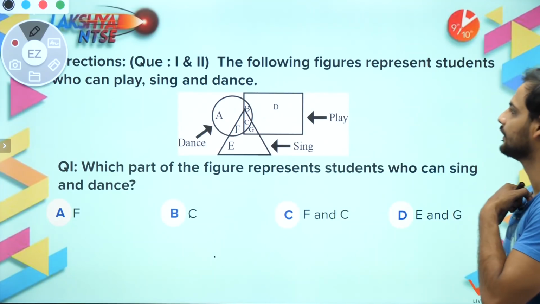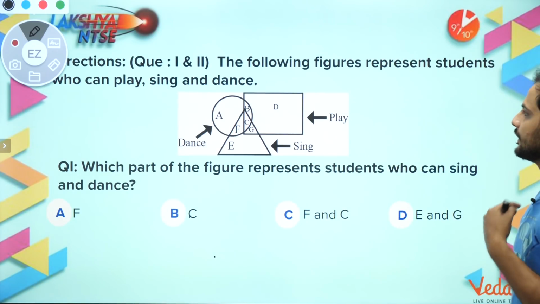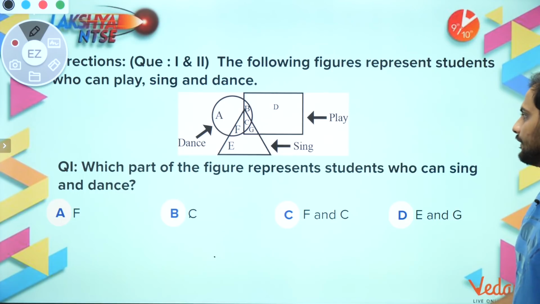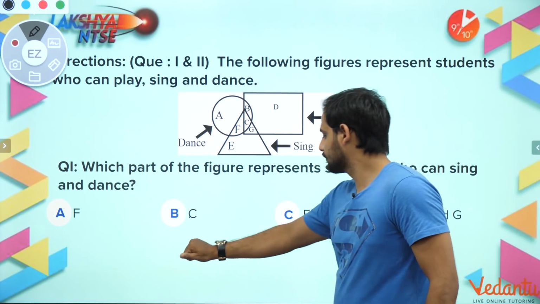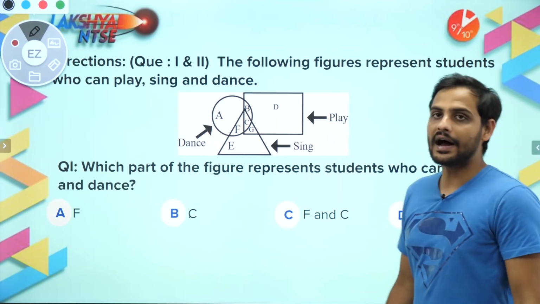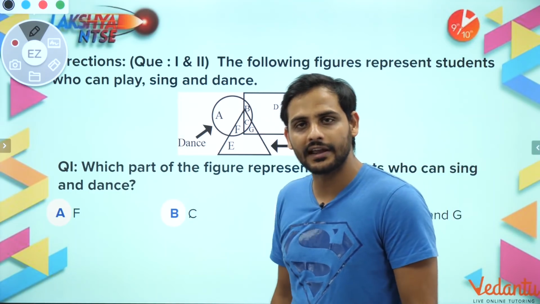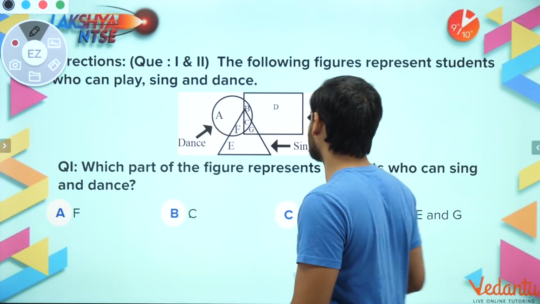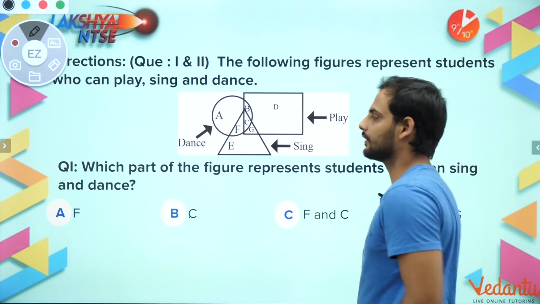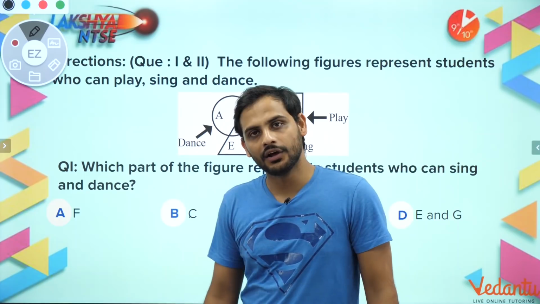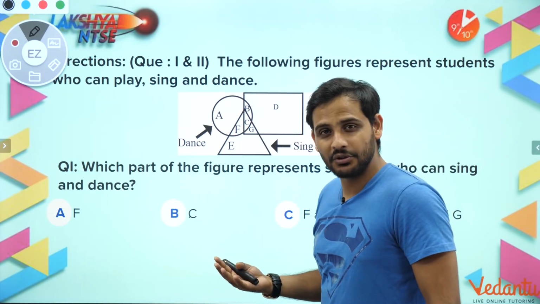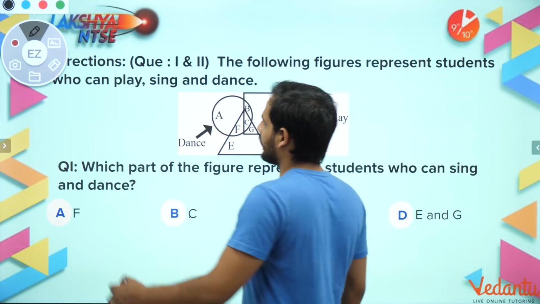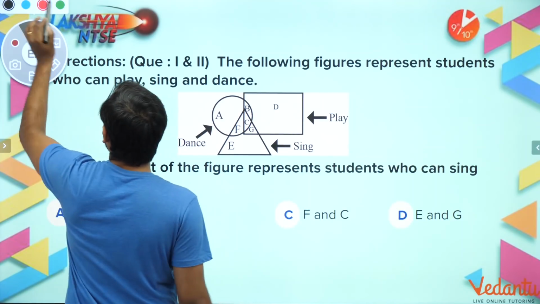The next question is: in the following figure, the regions represent students who can play, sing and dance. Which part of the figure represents students who can sing and dance? So I want those children who can sing and dance. What is singing? Singing is the triangle. Okay, and dance is the circle. So I will say, sir, the common area of triangle and circle will give me those who can sing and dance.